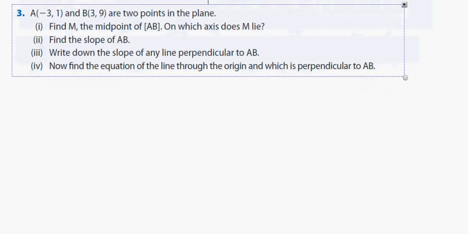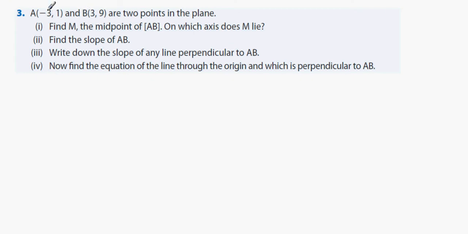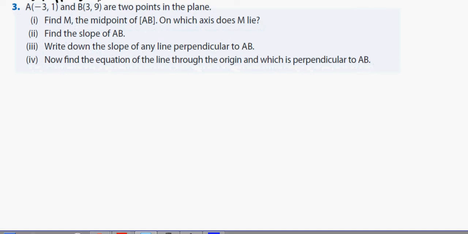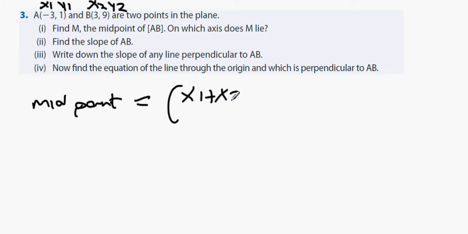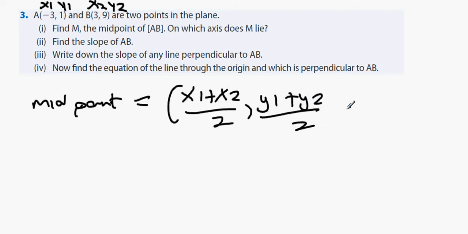Next question. Minus 3, 1 and 3, 9 are 2 points on the plane. Find M, the midpoint of AB. On which axis does M lie? Okay, so the midpoint formula, we're going to label these x1, y1, x2, y2. The midpoint formula is x1 plus x2 divided by 2, y1 plus y2 divided by 2.